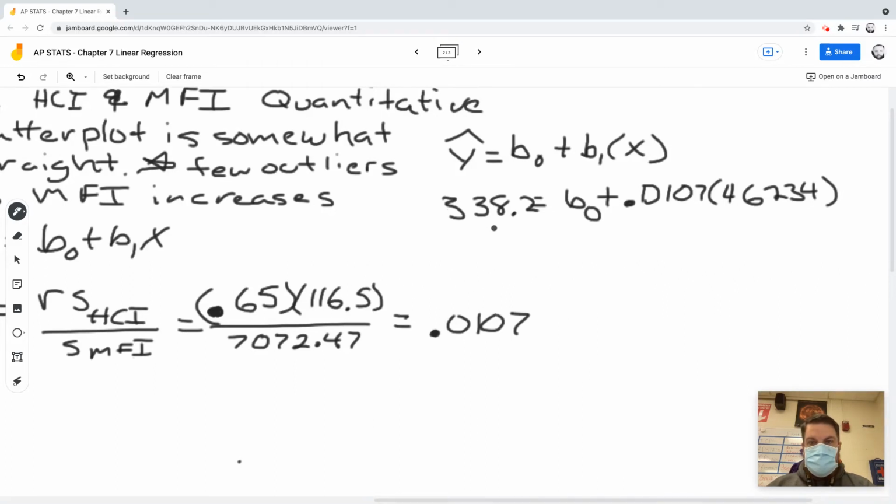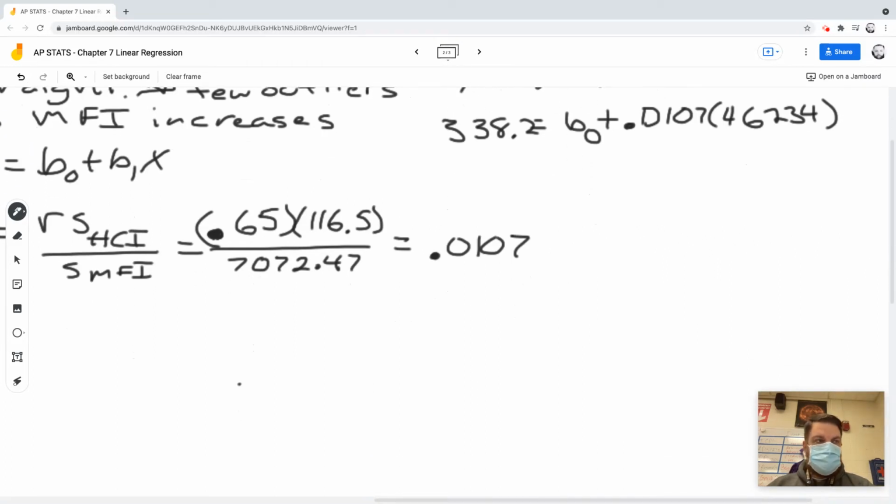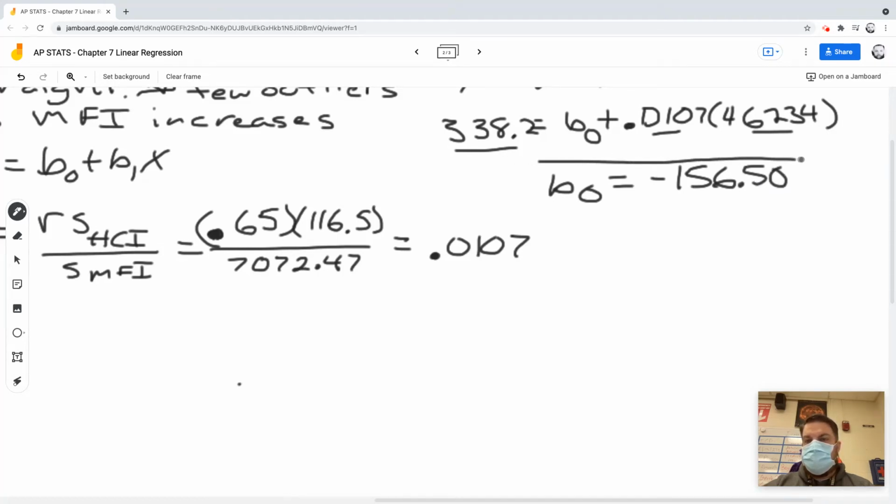So when you do the math on this, basically we would multiply this times this, and then subtract it from this. You end up with b naught is equal to negative 156. And I'm not going to go through the algebra today. You could do that on your own time. All right? That's a simple linear equation that you solve for b naught.